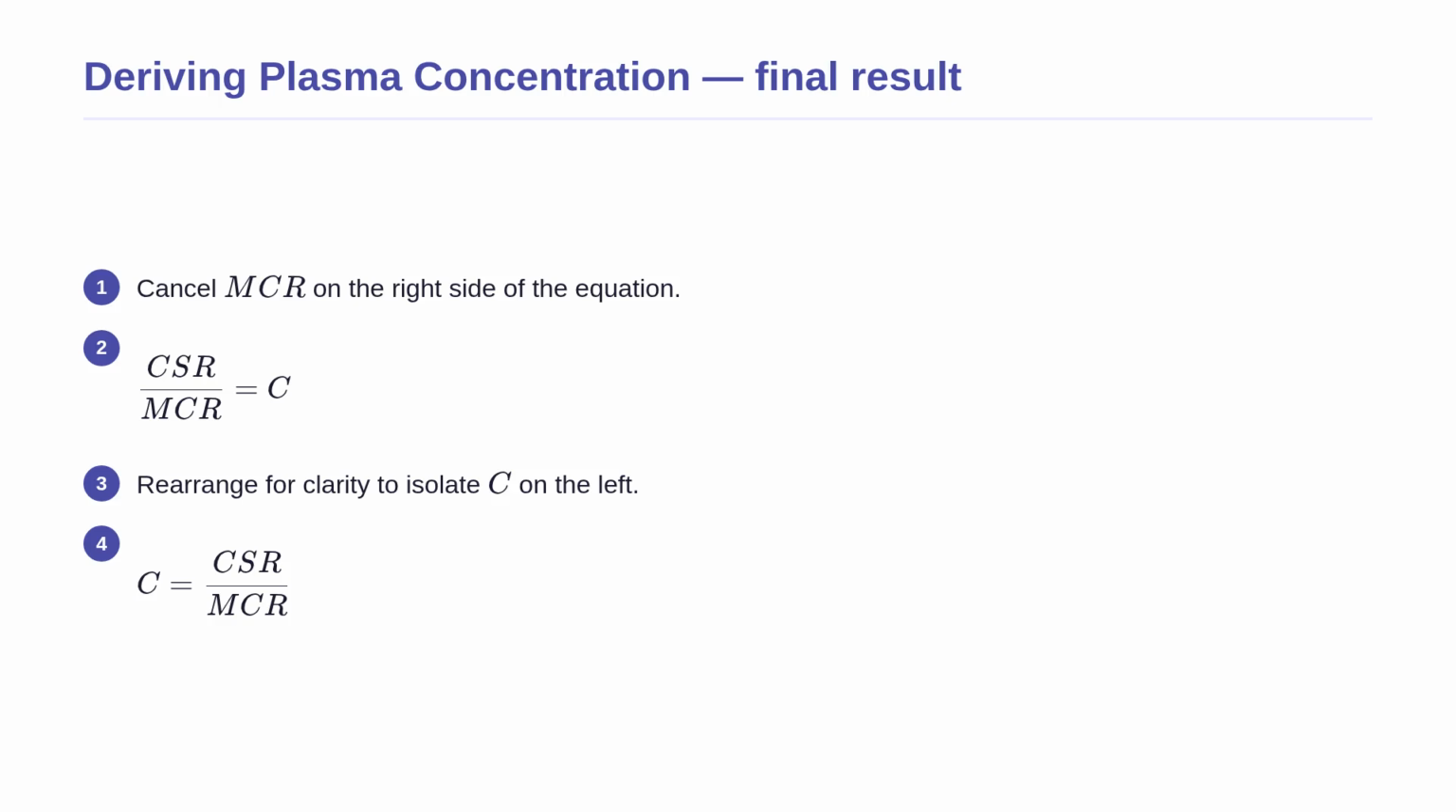Continuing from our previous step, we now finalize the algebraic rearrangement. By dividing both sides by the clearance rate, the MCR terms on the right side perfectly cancel each other out. This leaves the concentration variable completely isolated. We then simply flip the equation for standard readability, giving us our final result. C equals CSR divided by MCR.